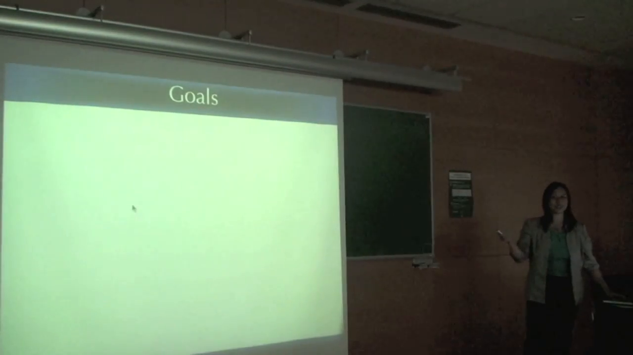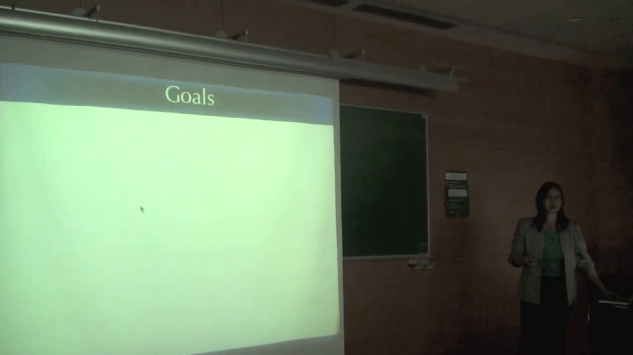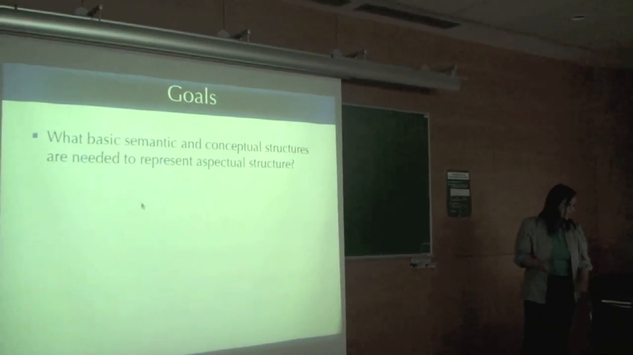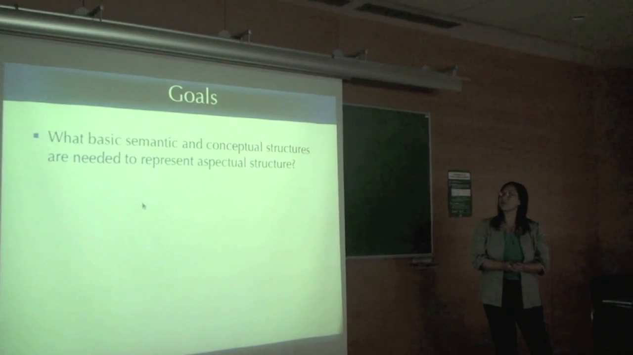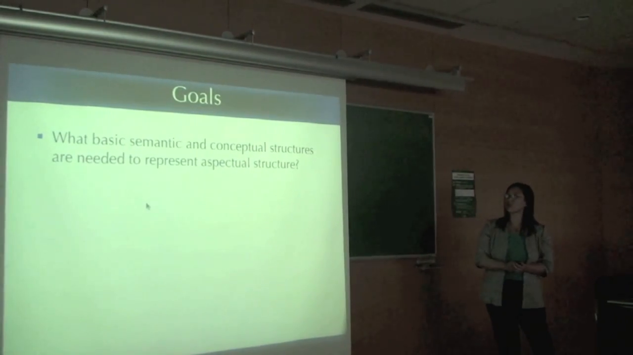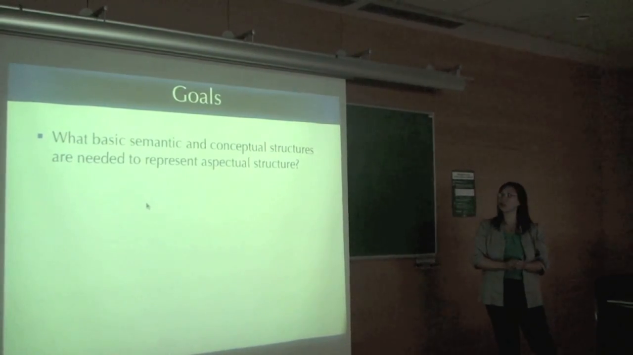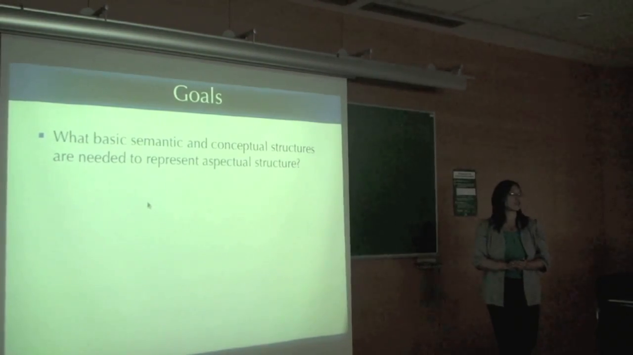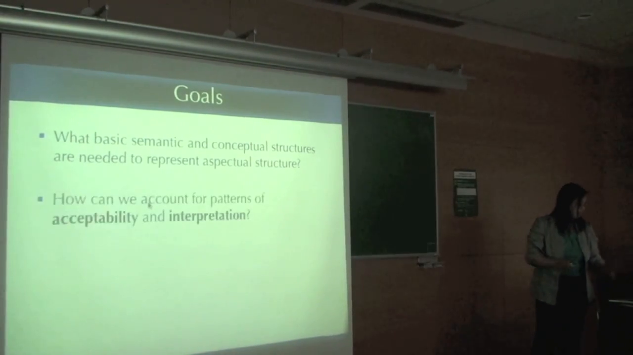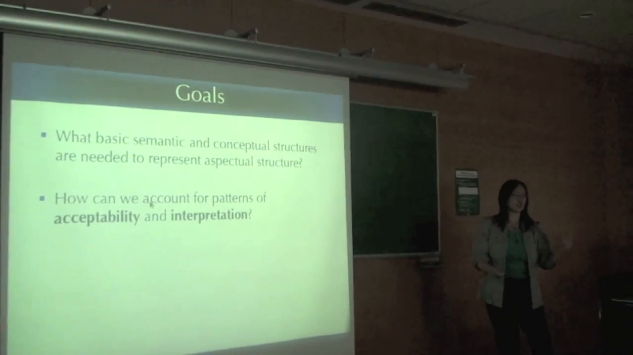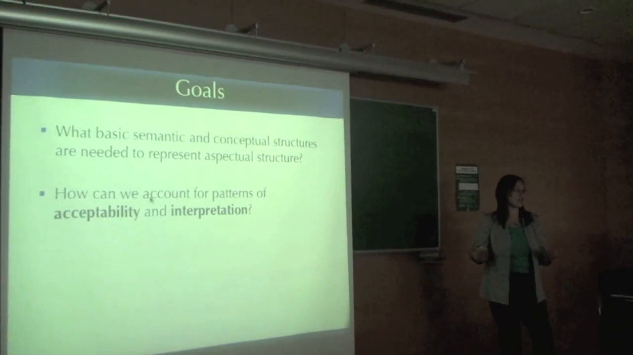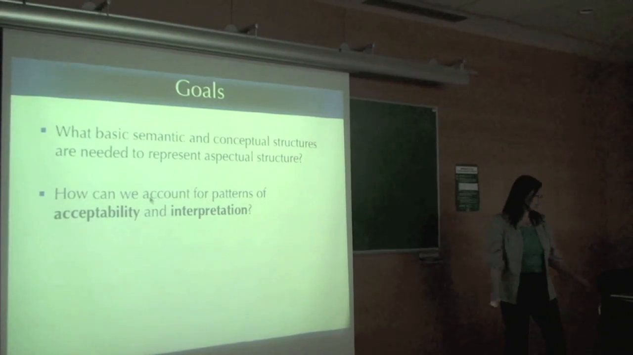Okay, so the goal of today's talk, is there a clock somewhere? I just realized, anyway, is to try to describe some of the basic semantic and conceptual structures we need, and linguistic, of course, to represent these kinds of things. How do we deal with this? And in particular, how do we try to account for the patterns that we just saw? Why are some things okay and some things weird, and what do they mean?